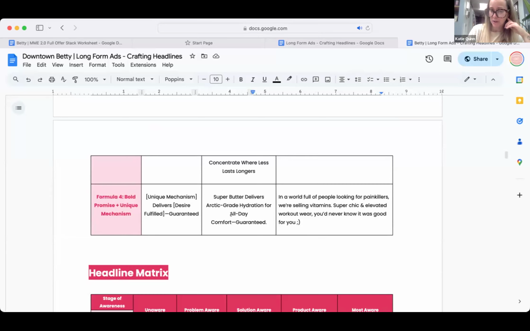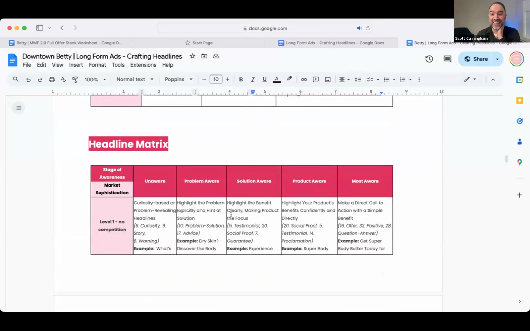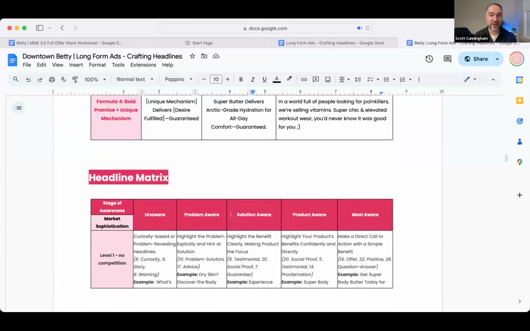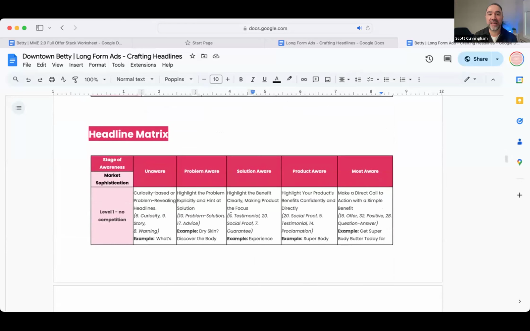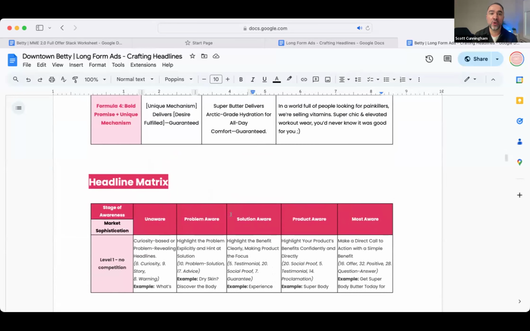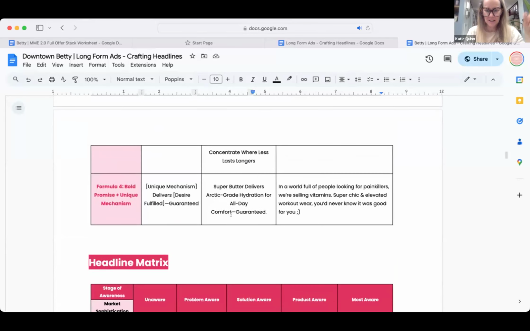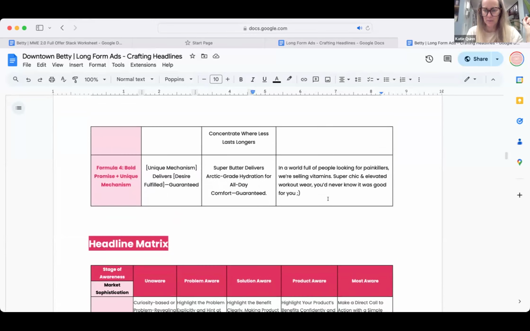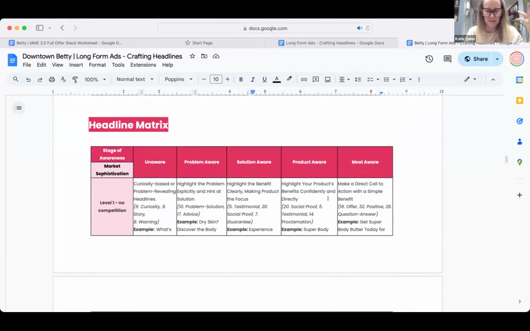In a world full of people looking for painkillers, we're selling vitamins, super chic, elevated workout wear you'd never know was good for you. Here we go. Yeah, category of one headline. So you were just making your own analogies, and nobody's saying that in their headline. That's been the problem, that everybody's looking for painkillers and we're selling vitamins. But it sounds cute and I think it's really good.